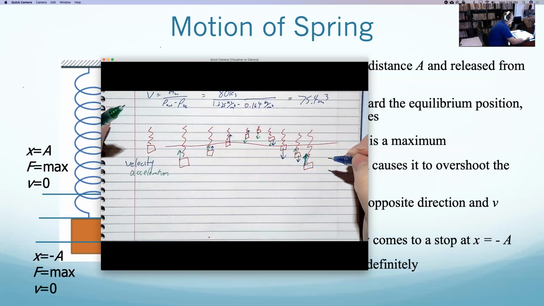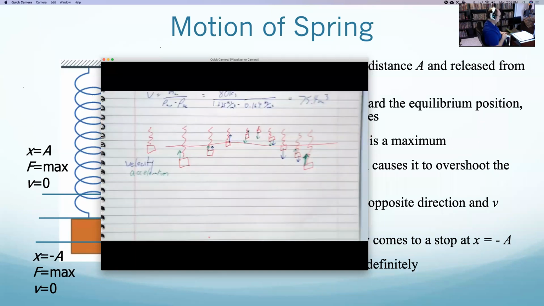Does that help explain it? Yeah, yeah. I should make that into a slide in here.